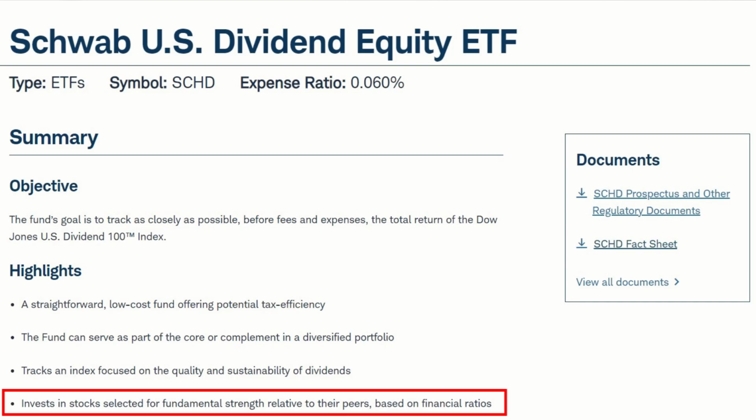This last line here is pretty significant as well. The ETF invests in stocks based on fundamental strength relative to their peers, which is determined based on financial ratios, and we'll talk a little bit about this later as well. But I like to see this because they don't just have strict rules about dividend yields or something like that, which could get investors into lots of trouble, like I mentioned just a minute ago.